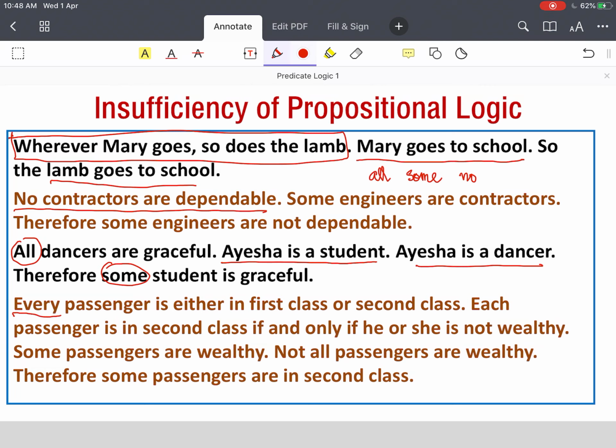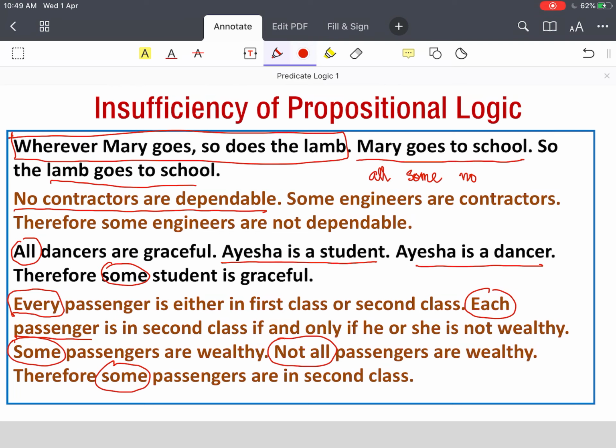The last example in our case is very interesting. Here again, every passenger is either in the first class or in the second class. So every is like an all. Each passenger is in the second class if and only if she is not wealthy. So each passenger, here again, is an all. Some passengers are wealthy. Here again is a some. Not all passengers are. So this now talks about not everyone. Then we want to deduce that some passengers are in the second class.